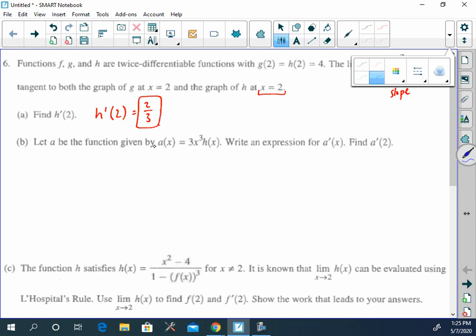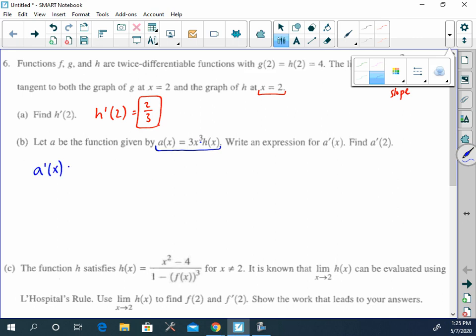Let A be this function, so we're going to be using this. Write an expression for the derivative at x, and then we're going to find what it is at 2. I would use the product rule, and I'd put my product right there, because we have a constant times x cubed as one chunk, and then h of x is your other chunk.